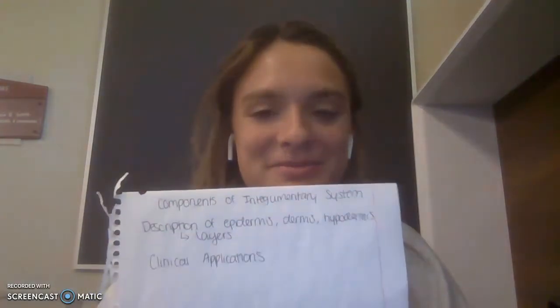Here is my paper, and I will be talking about the components of the integumentary system. So I think it's important to start with some common roles that the system has, which would be protecting the body from environmental hazards, synthesizing and storing lipids, as well as regulating body temperature.